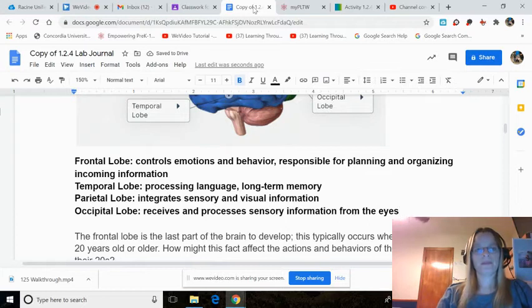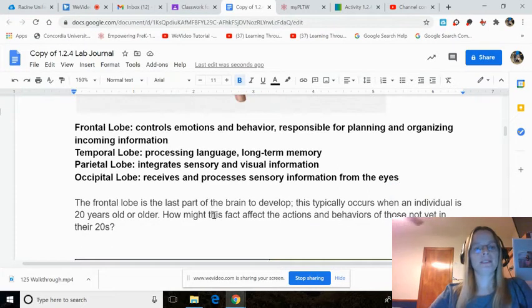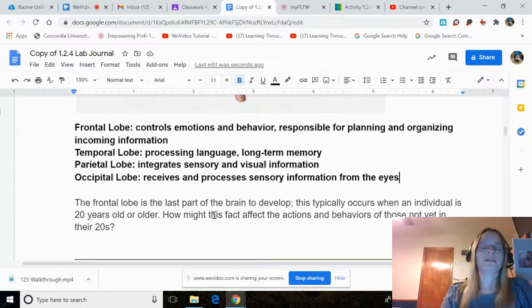Right. So here's something interesting. The frontal lobe is the last part of the brain to develop, which usually occurs when somebody is 20 or older. Okay. I think I read somewhere that it's around 24 or 25, which means you're basically still children until you're about 24 or 25. Don't get offended. It's just biology. Okay. So how might this affect the people not in your 20s? Right? So the frontal lobe doesn't develop until you're in your 20s. It controls your emotions and behavior. It's responsible for planning and organizing incoming information.